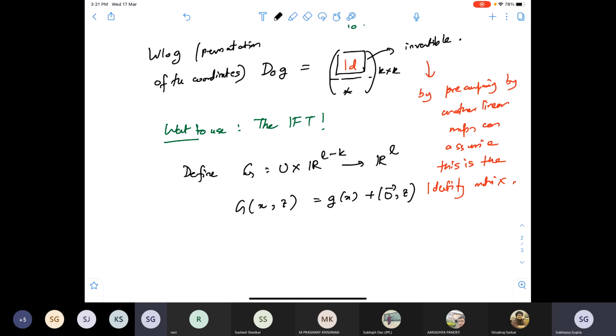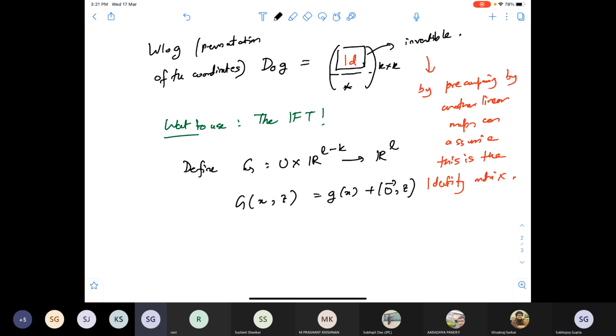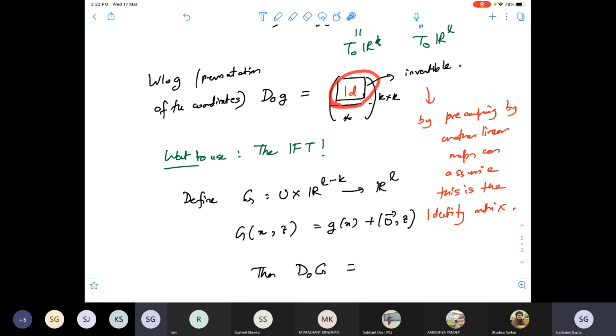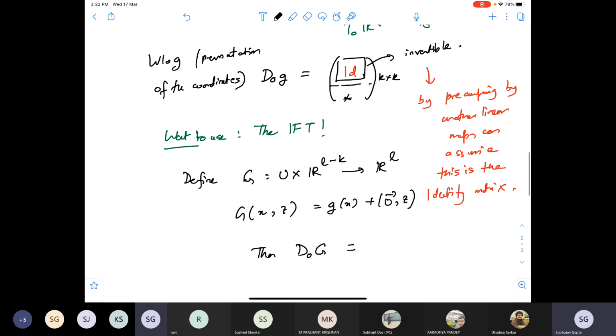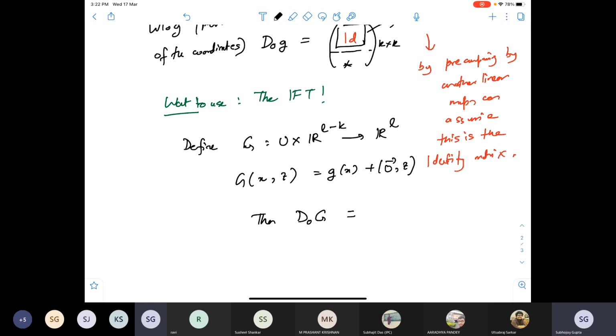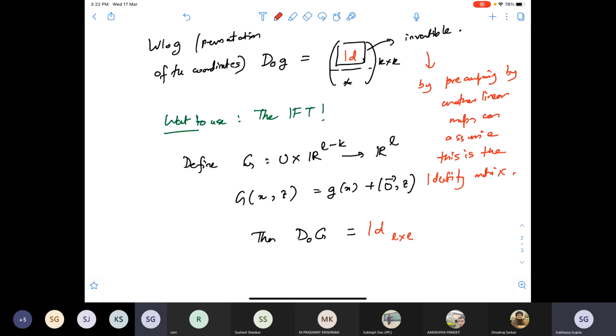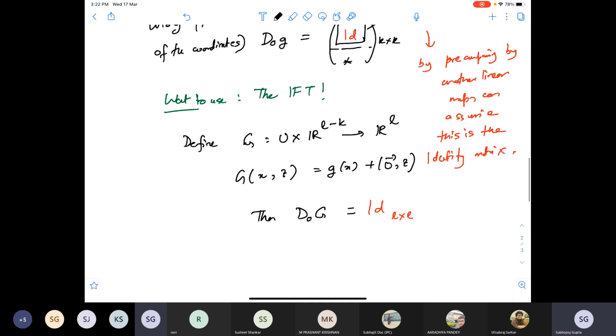Now if you compute the derivative of this, D0G would be an invertible map. If this was the identity map, if we had assumed this is the identity map, it will be the identity map here, an L by L identity map. And if not, then it has some form that you can probably figure out.